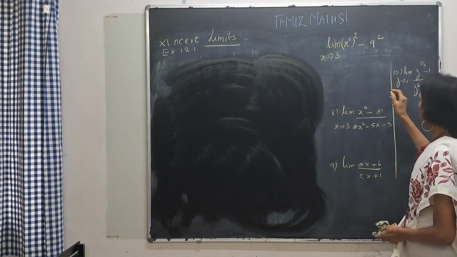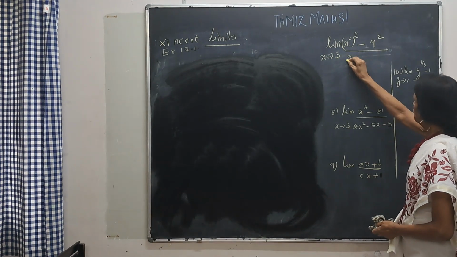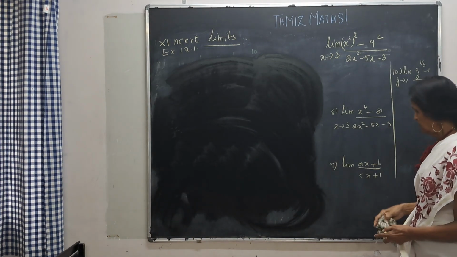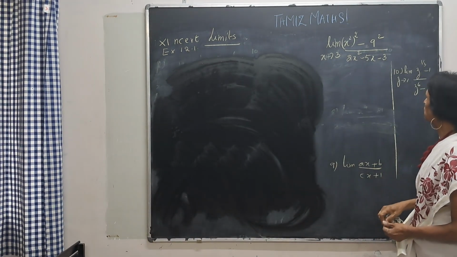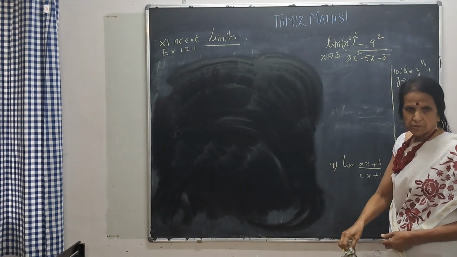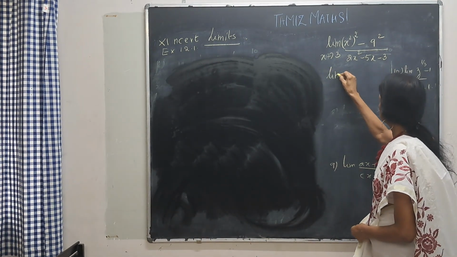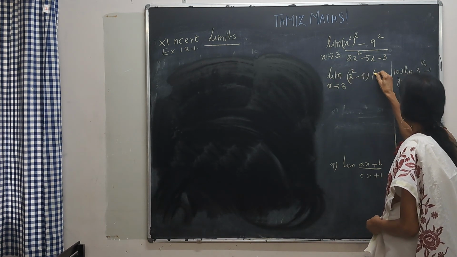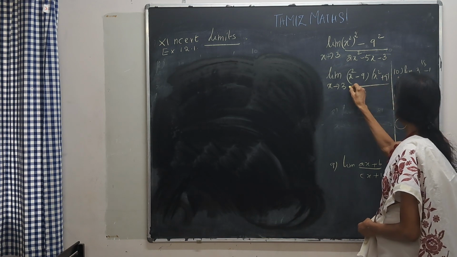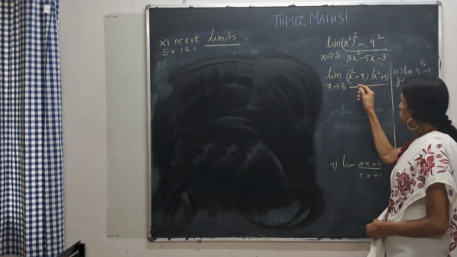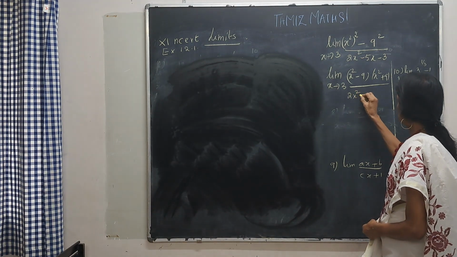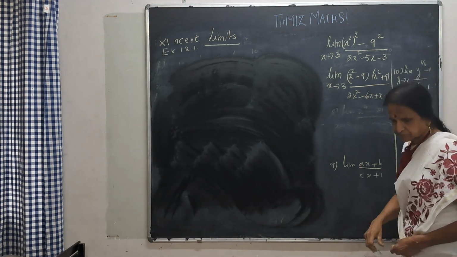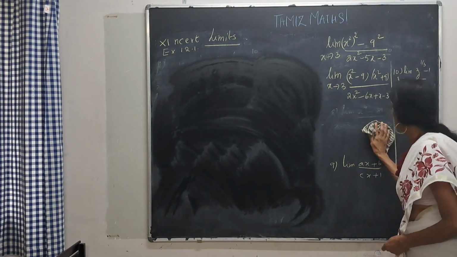Isn't it? Now we have this divided by 2x square minus 5x minus 2. So this will become now a square minus b square, where a square is x square. So this is limit x tending to 3 of (x square minus 9) into (x square plus 9) by 2x square minus 6x plus 6 minus 3. So what is that going to be?